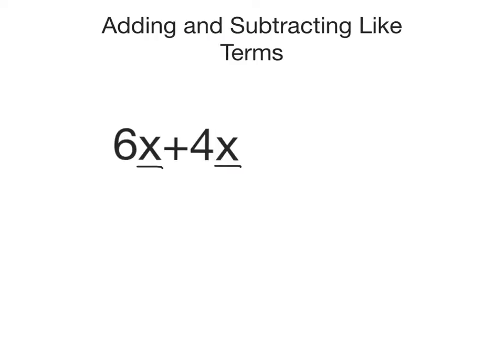It's sort of like saying I have 6 boxes of cereal on a shelf, and I also have 4 boxes of cereal on the shelf. Well, if I just want to have a cereal shelf, I could combine them and say that I've got 10 boxes of cereal. Only x stands for boxes of cereal in this case.